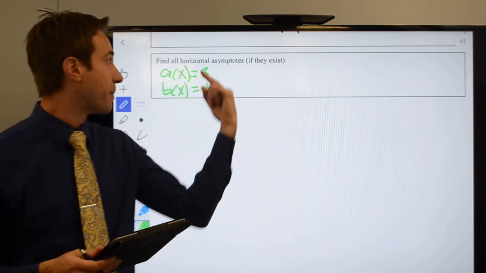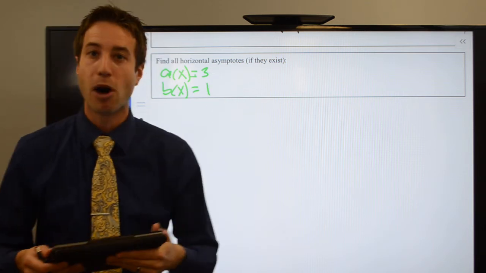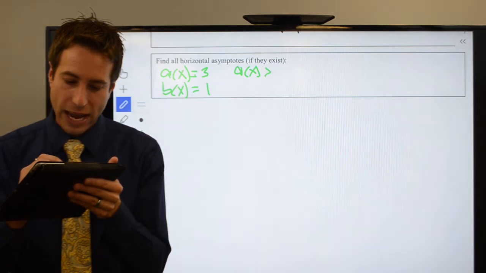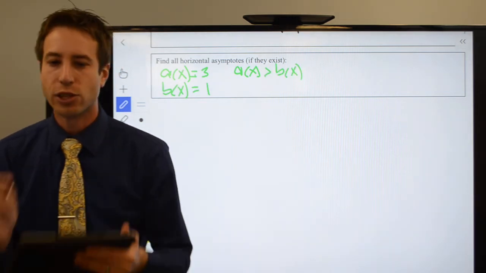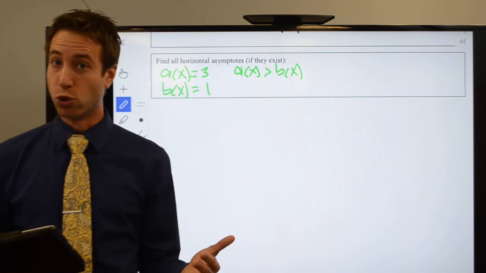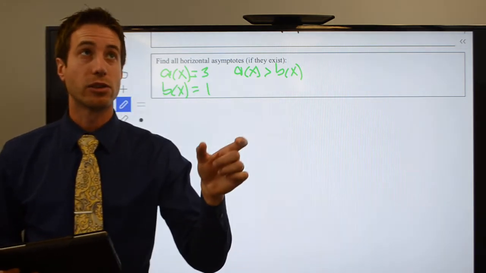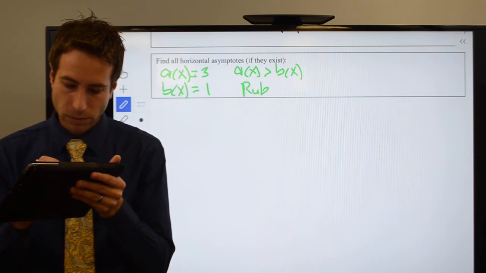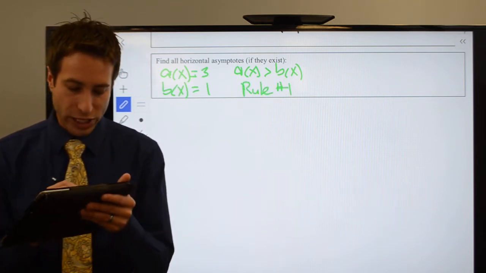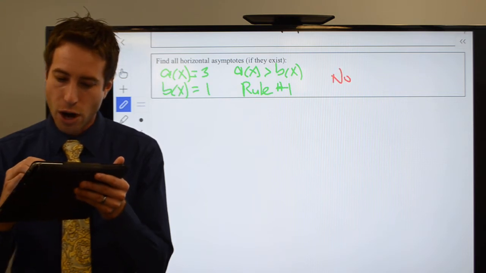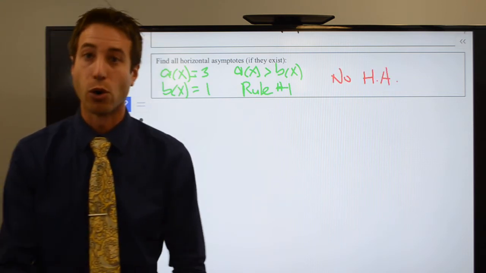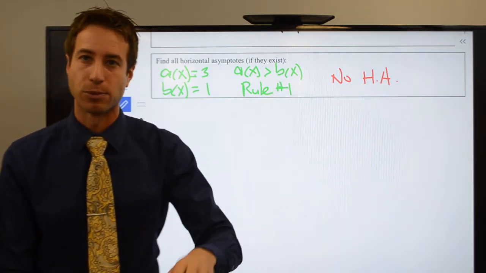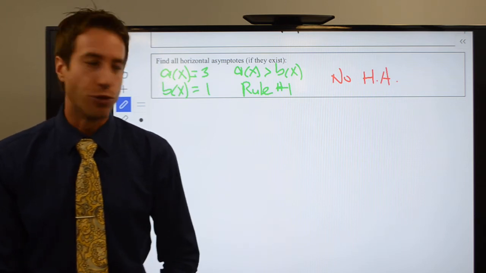Based on this information, the degree of the top is 3, the degree of the bottom is 1. That means that a of x, the degree of the top, is greater than b of x, the degree of the bottom. Now, which rule is that? Well, the degree of the top greater than the degree of the bottom, that's rule number 1, which means that I have no horizontal asymptote. What that does mean is I have an oblique asymptote, a slanted asymptote, and we'll work on finding those later.